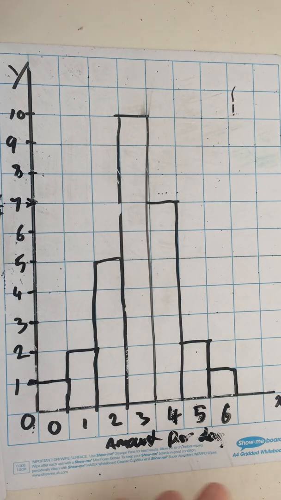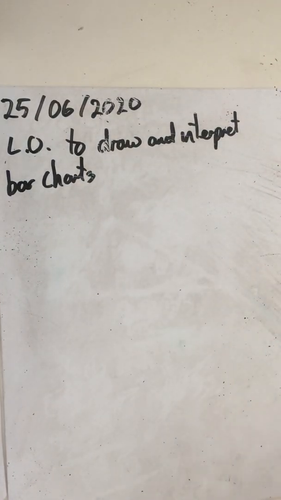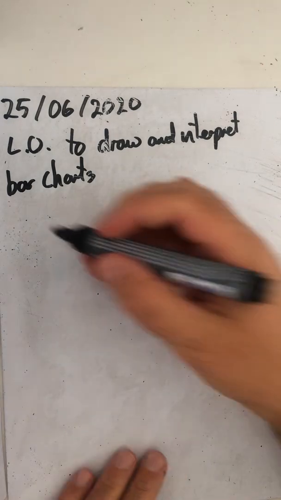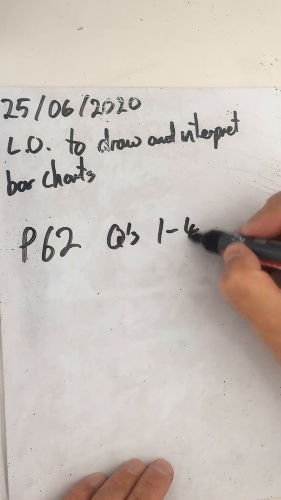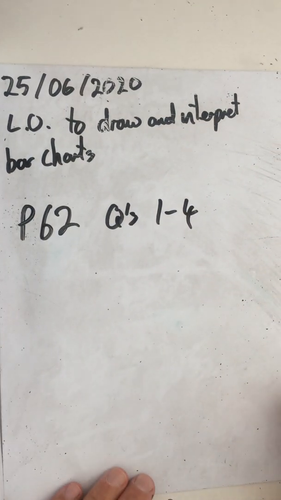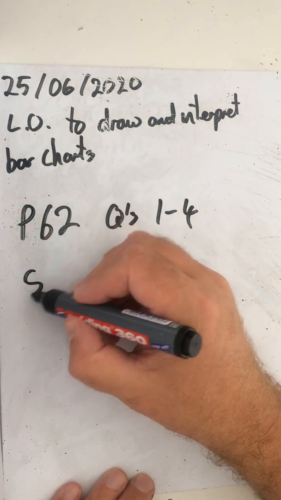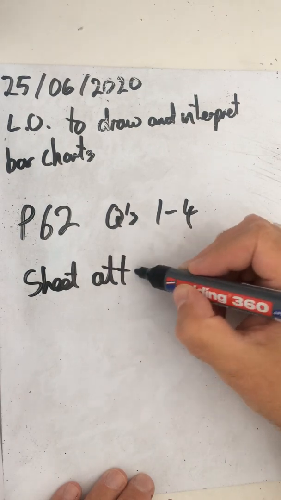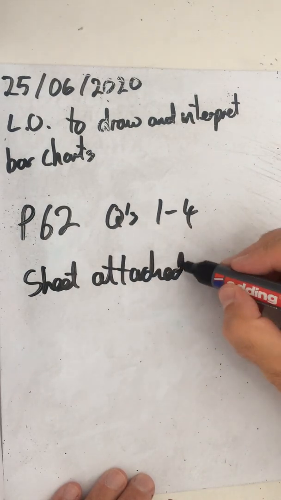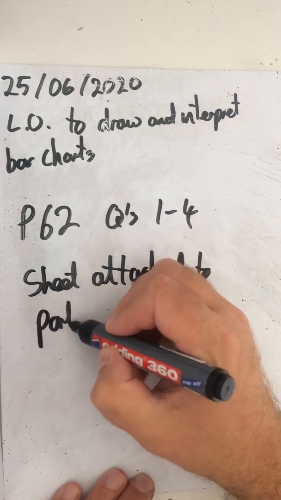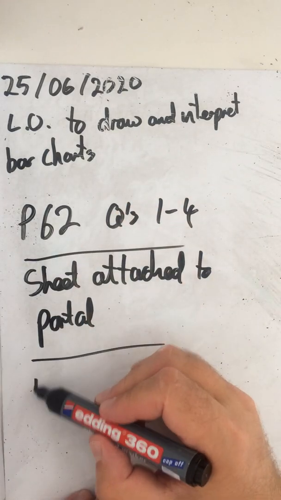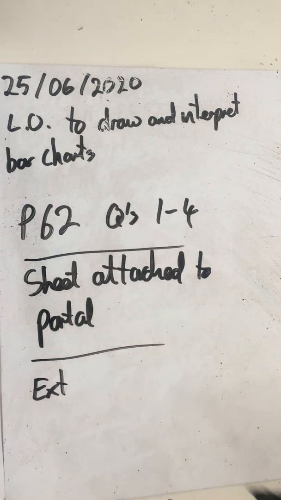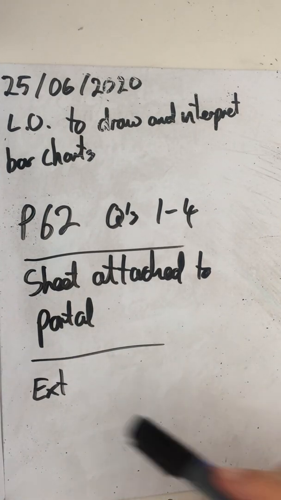Right, so the work you need to do today. Start off page 62. Page 62. Let's just do questions 1 to 4. Okay, fairly straightforward. Okay, and then can you go on to the sheet attached? The sheet attached. Okay, and that's going to be where you're going to be drawing them. Okay, so the sheet that's attached to the portal. Okay, there's a graph that needs to be drawn. There's also an extension at the bottom of that. Okay, so if you do have time, have a go at that. Extension is quite a good challenge actually.